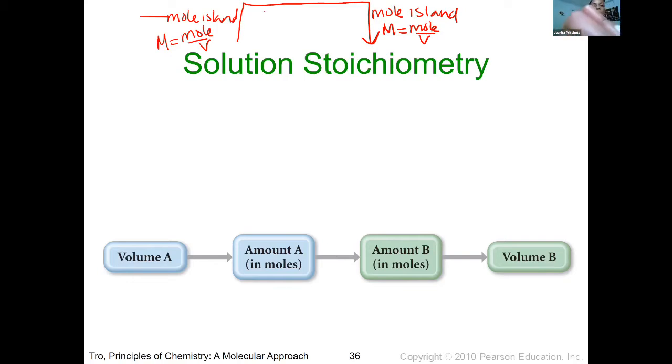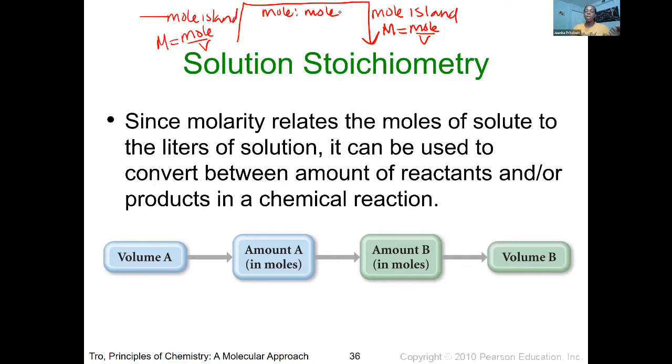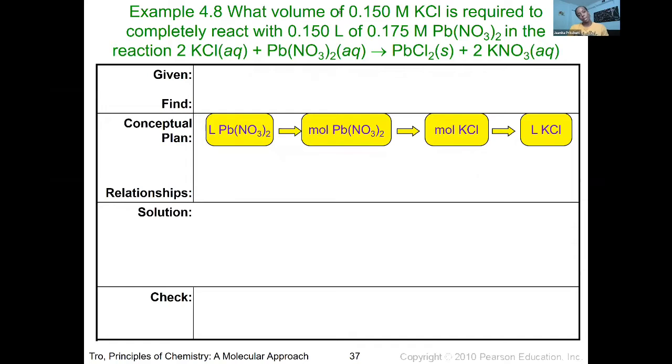Again, our first step is always to get to moles, and we do so either using mole island or the molarity formula. We then use that mole to mole ratio to cross the bridge, and then continue on using either mole island or the molarity formula to solve our problem. Once again, we're going to harness the fact that we have these inherent ratios that exist between the moles that are present.